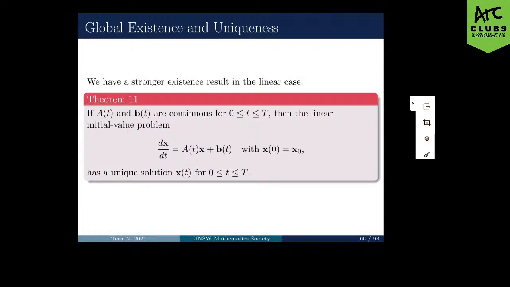So now we have the nicer theorem, and all we need is that A(t) and b(t) are continuous, so that means that all of its component functions are continuous over this time interval. And if this property holds, then our generic initial value problem also has a unique solution over that given time interval. So these two things actually match and don't seem very weird. But yeah, it's nice having a global existence and uniqueness theorem that looks nice.